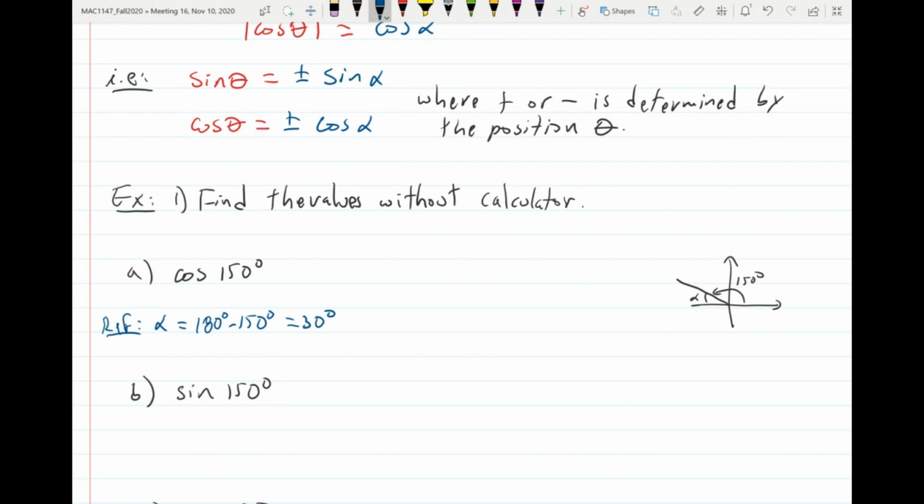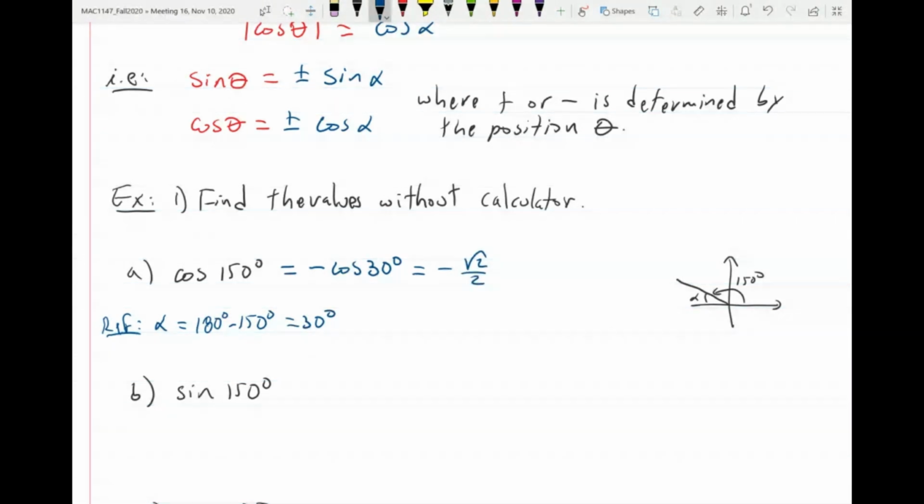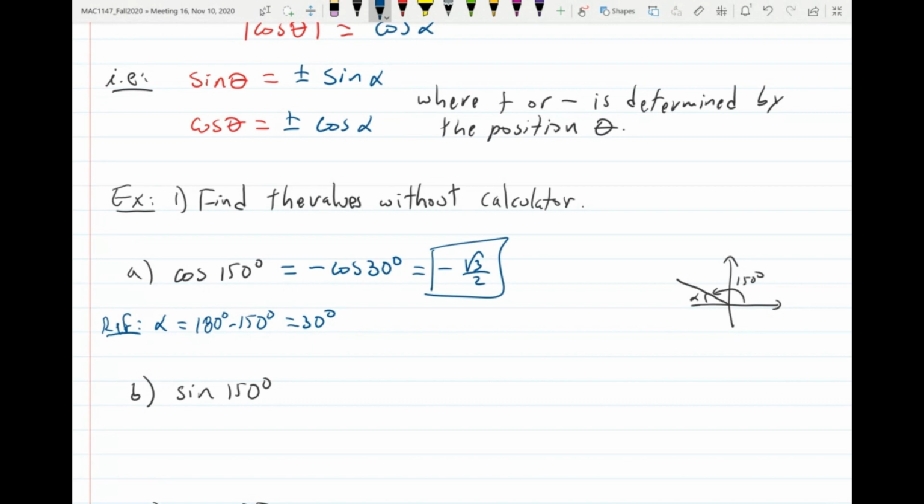That's the reference angle. So what is cosine of 150 according to our discussion? Because cosine is negative in quadrant 2, this is going to be the same thing as minus cosine of the reference angle, which is 30 degrees. What do we know about cosine of 30? This is one of the special angles. Cosine of 30 is square root of 3 over 2, and negative, because we are in quadrant 2. Okay, questions?